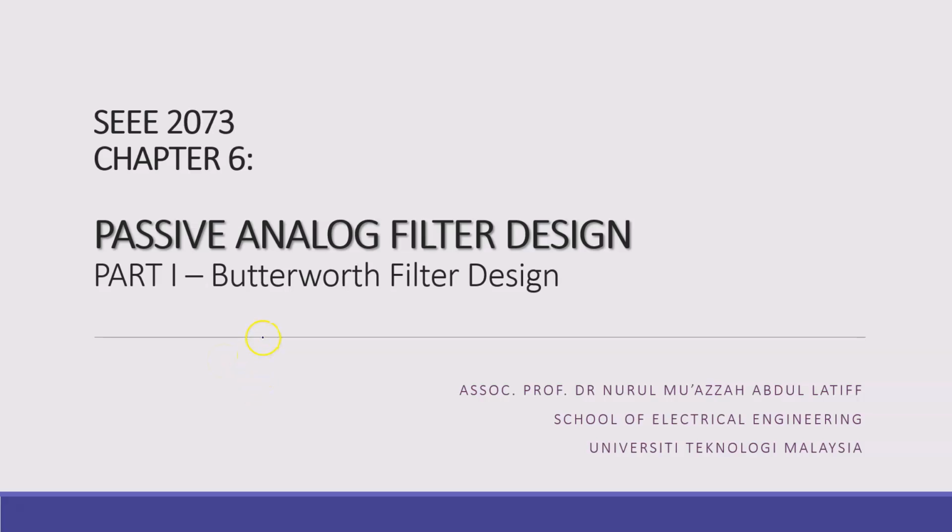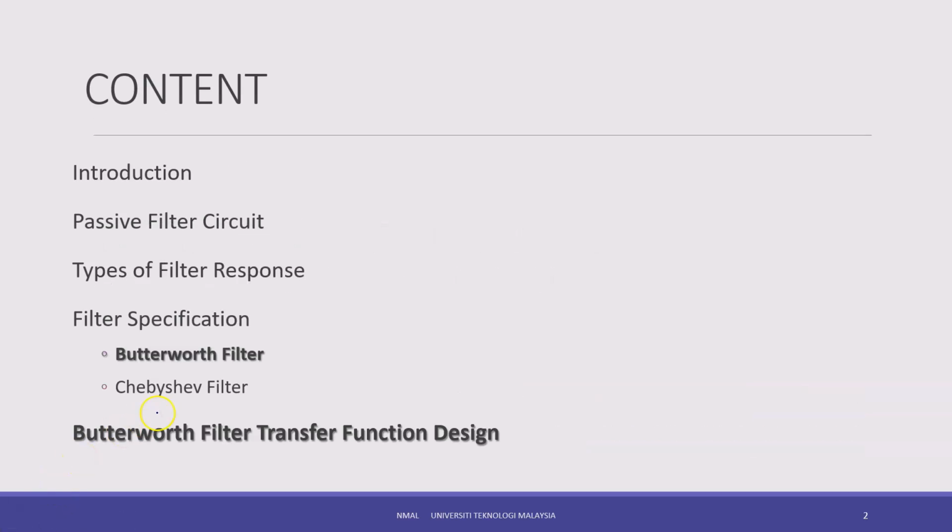For this video, I'm going to show you the Butterworth filter design. We have two types of filter, which are Butterworth and also Chebyshev. For the Chebyshev, we're going to continue in part 2. Basically, these are the contents for this video: a little bit on the passive filter circuit and different types of filter response, and I'm going to show you the specification of filter, in particular the Butterworth filter, and how we're going to design the function for the Butterworth filter.